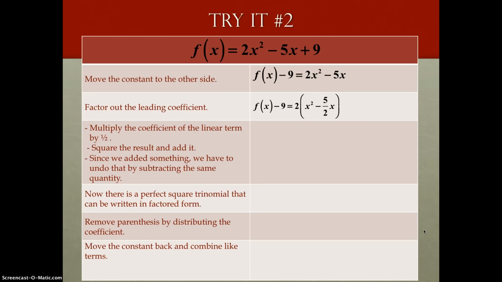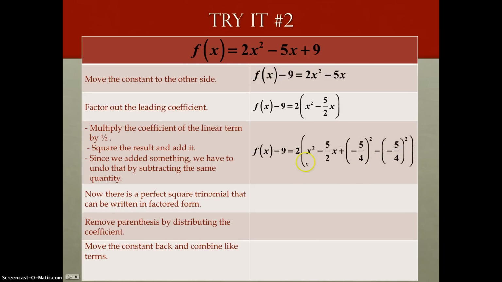We have to multiply the coefficient of the linear term, that middle term, 5/2, by 1/2. So 5/2 times 1/2 is 5/4. Square that and add it. Since we did that, we have to undo what we did. So we end up with -5/2 times 1/2 is -5/4. We square that. Since we added this squared, we also have to subtract this squared.